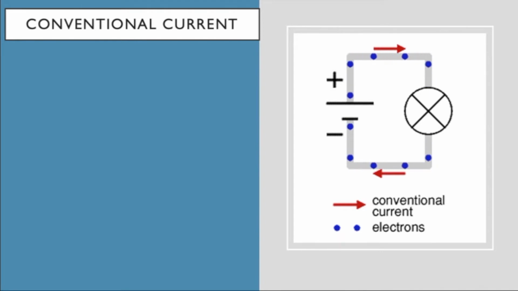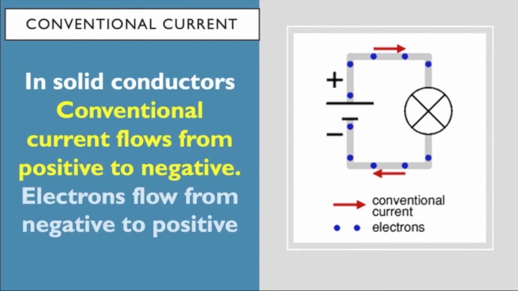So you can see in this diagram that the blue electrons are moving around from the negative end of the power supply to the positive end, and that's as I described it before, that the negative end is repelling away the electrons and they're being attracted round to the positive side. But the convention is set now that electric current flows from positive to negative, so we call the conventional current the flow of charge from plus to minus around a circuit, but the electrons move in the opposite direction. So we say that in solid conductors conventional current flows from positive to negative and electrons flow from negative to positive.